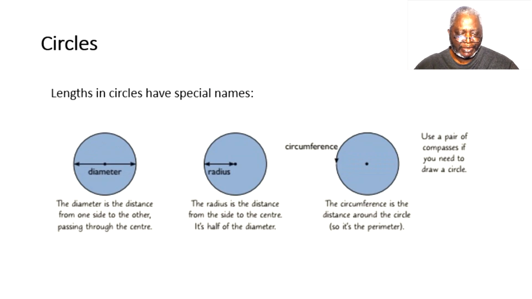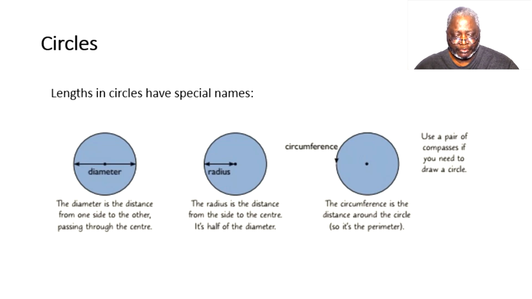The lengths in circles have special names. A circle is a continuum, so the perimeter or the line outside is continuous. But then a line that divides a circle into two equal bits is called the diameter. The diameter is the distance from one side to the other, passing through the circle. So no matter where you turn it, it's the same distance.